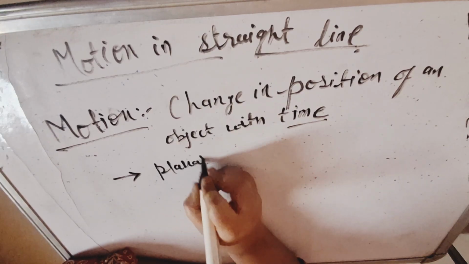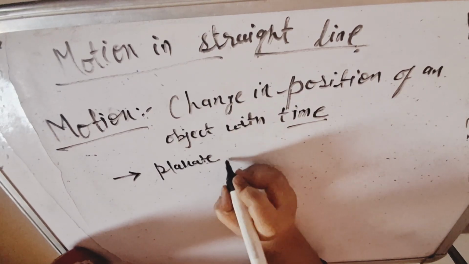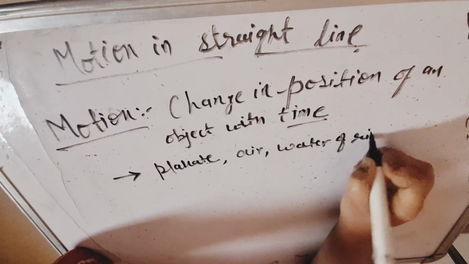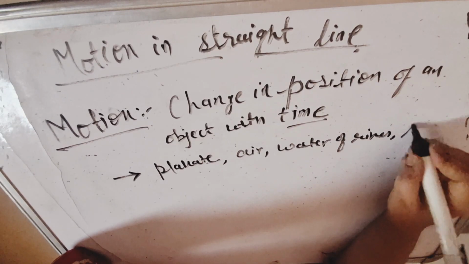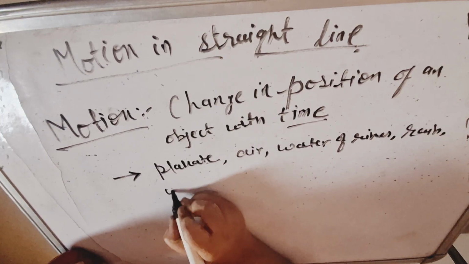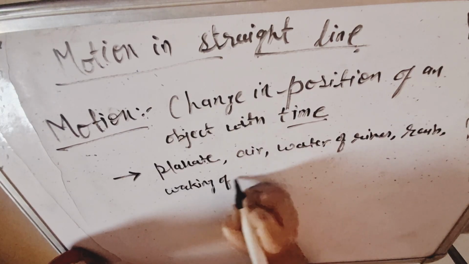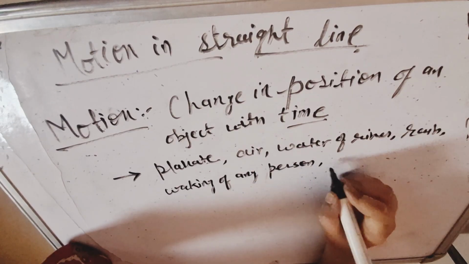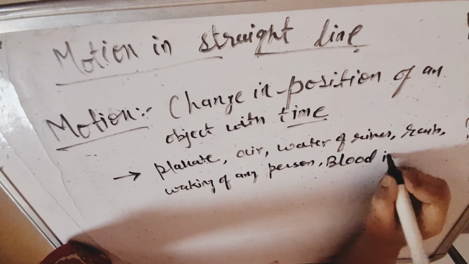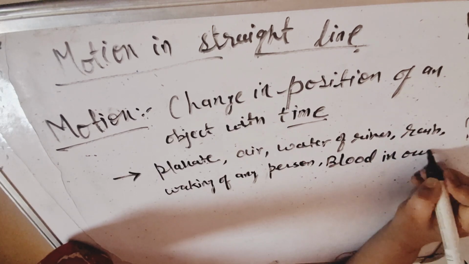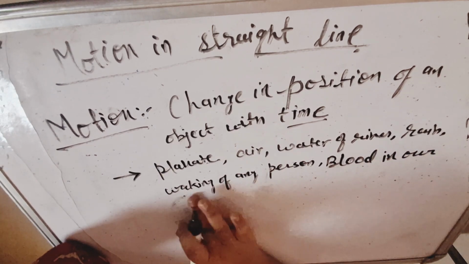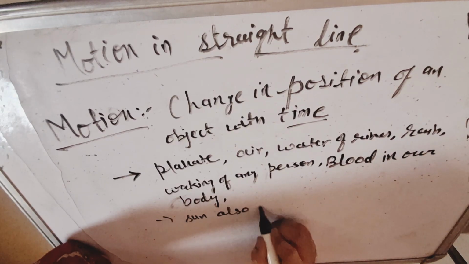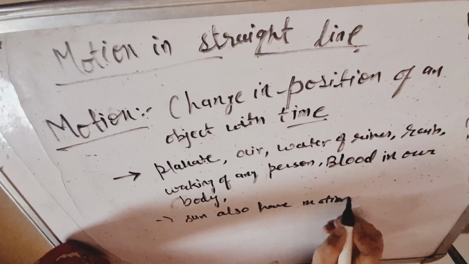Planets revolve around the sun, air, water of rivers, rain, walking of any person, and blood in our body, and the sun also has motion in the galaxy.